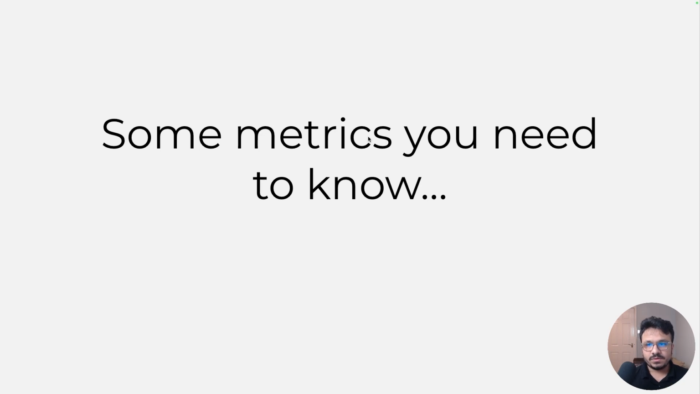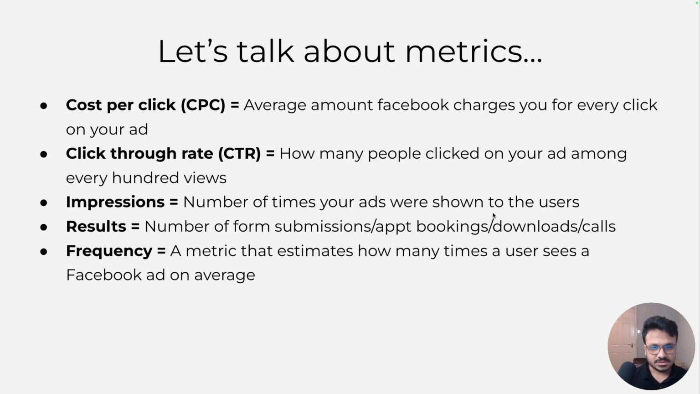Hey guys, so just a quick one, some metrics you need to understand before you actually create your campaign. The first one is cost per click, which we call CPC, the average amount Facebook charges you for every click on your ad. So every time someone clicks on your ad, how much you need to spend on average for that, that's the CPC. And that varies on loads of factors.